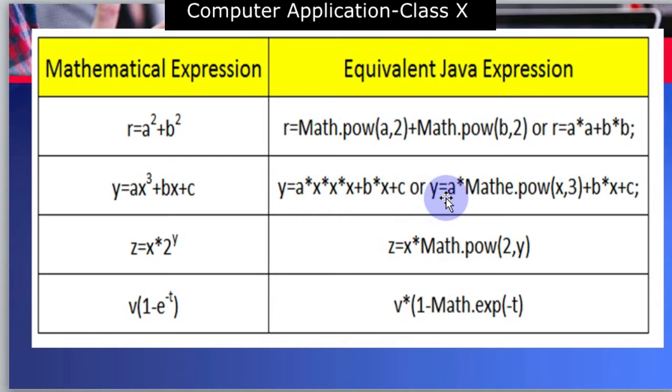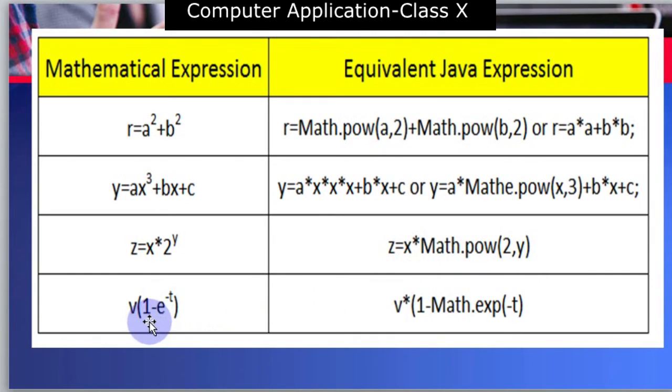The other way is y is equal to a into Math.pow(x, 3) plus b into x plus c. Math.e is also used. The third one is z is equal to x star 2 to the power of y. I will repeat this: z is equal to x star 2 to the power of y. So the expression goes like this: z is equal to x into Math.pow(2, 6).